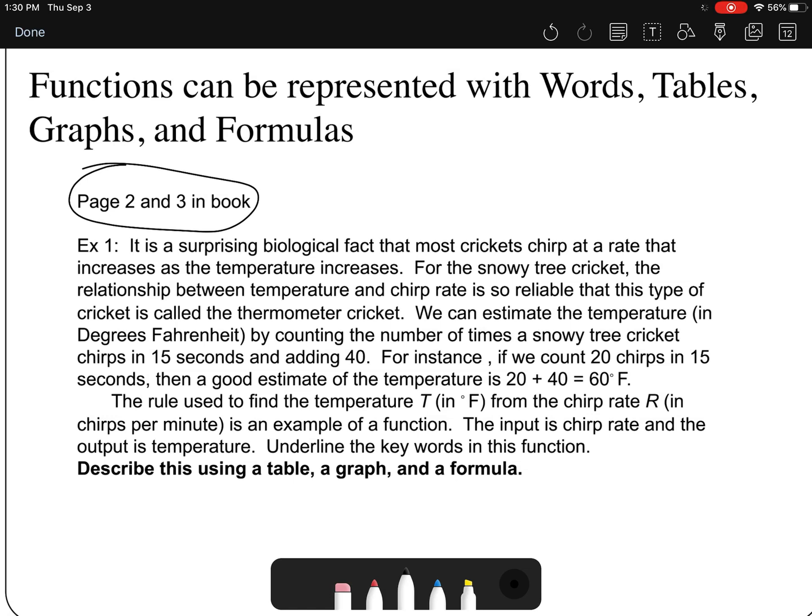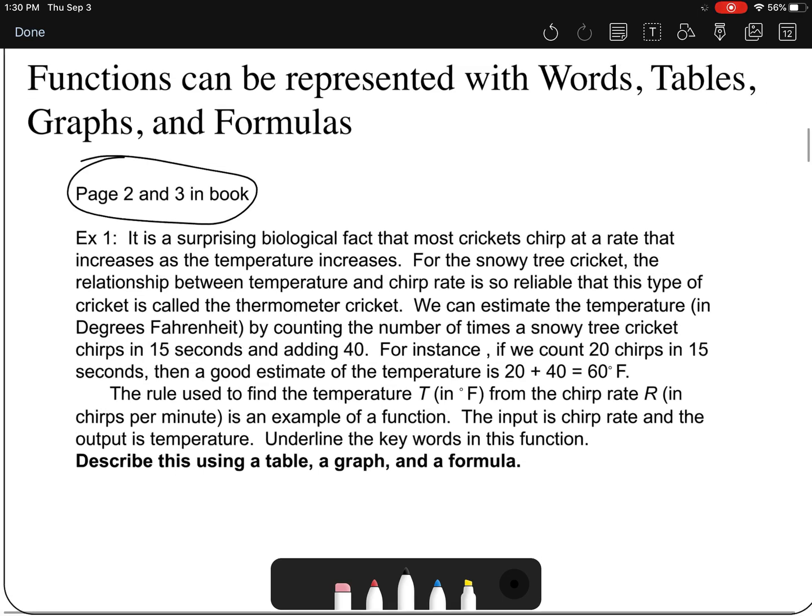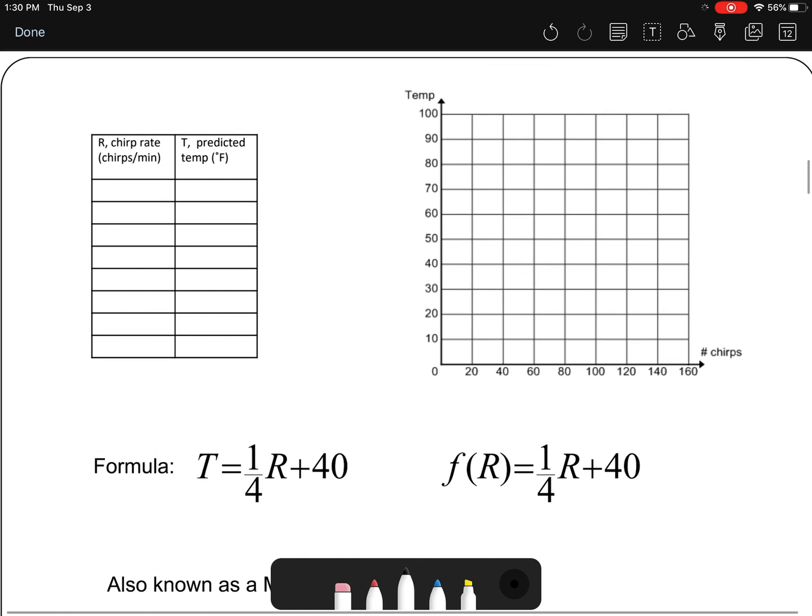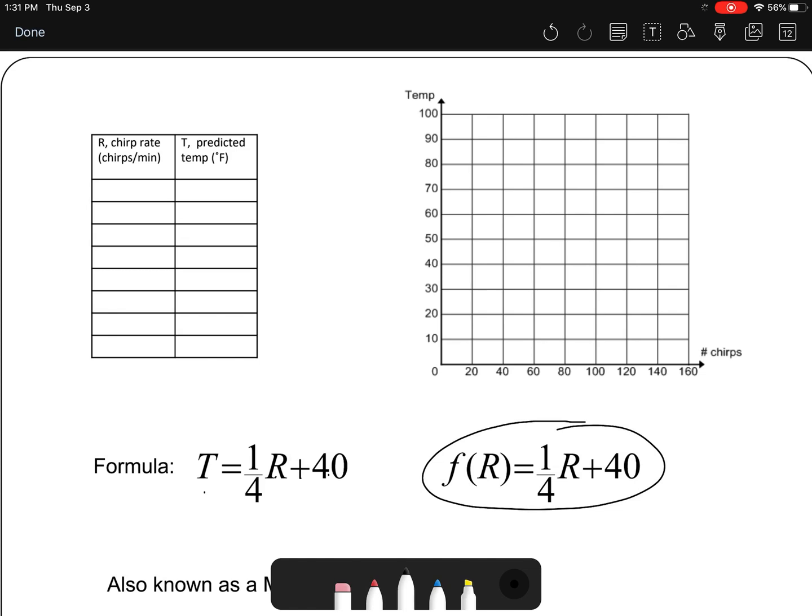And if you look on pages 2 and 3 in your book, it's pretty interesting. The snowy tree cricket actually can give us an approximate outdoor temperature in degrees Fahrenheit using this formula right here. Temperature equals 1/4 the chirp rate per minute of the snowy tree cricket plus 40. Now we can write this in function notation like that. This is what we're used to, but we need to get used to this function notation.